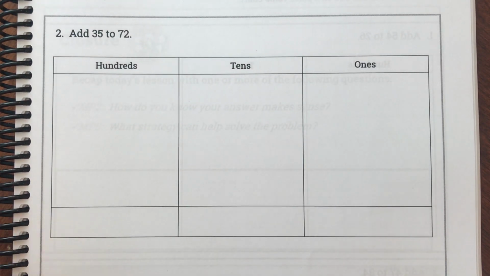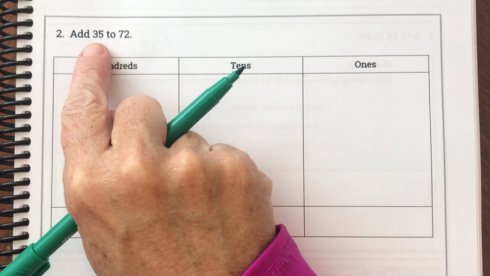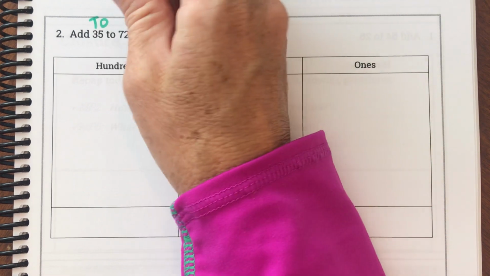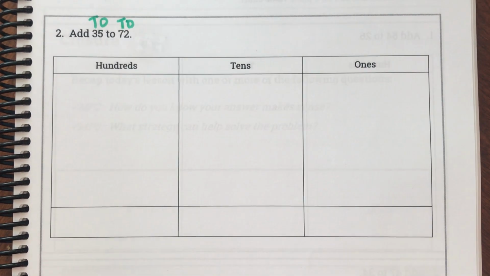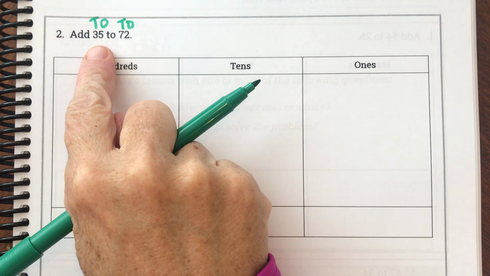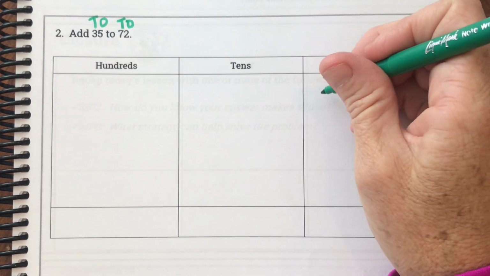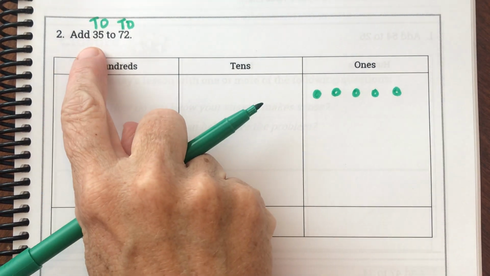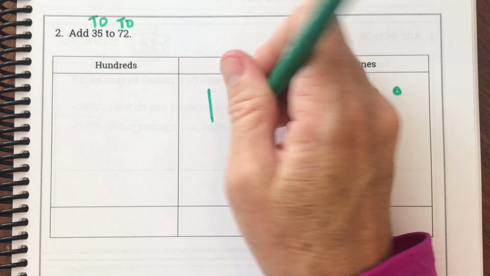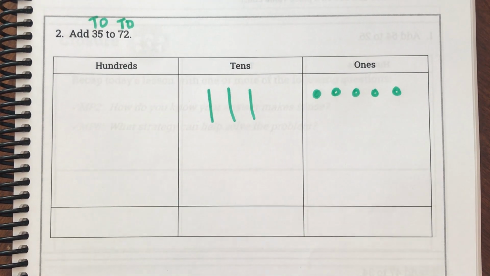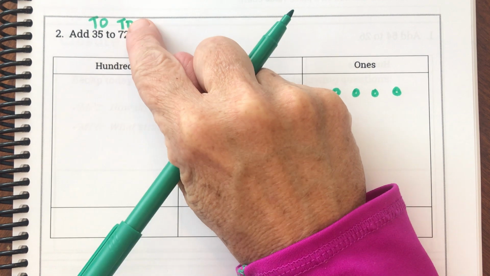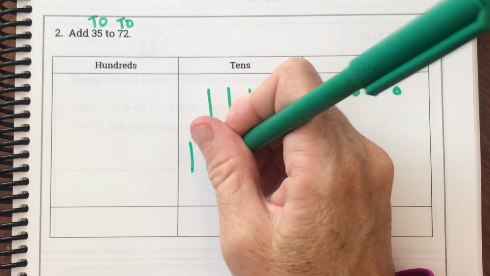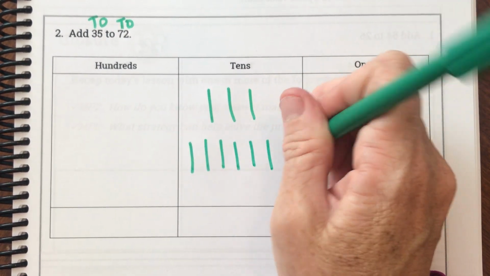On 204, I see my addends. It says add 35 to 72. So I'm going to put my place values. 1s and 10s. Okay, so my first addend is 35, and it says I have 5 1s. So let's add those. 1, 2, 3, 4, 5, and I have 3 tens. 1, 2, 3. Okay, my second addend is 72, and it says I have 2 ones, and I have 7 tens. 1, 2, 3, 4, 5, 6, 7.